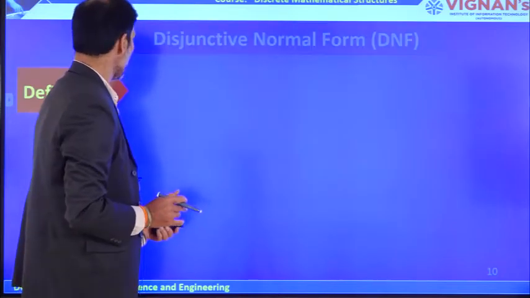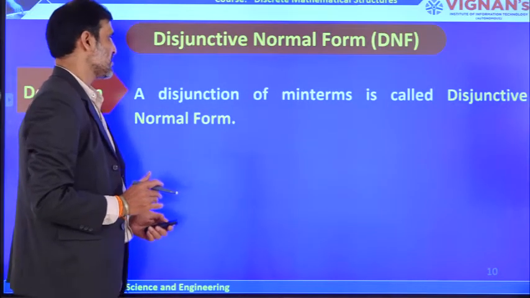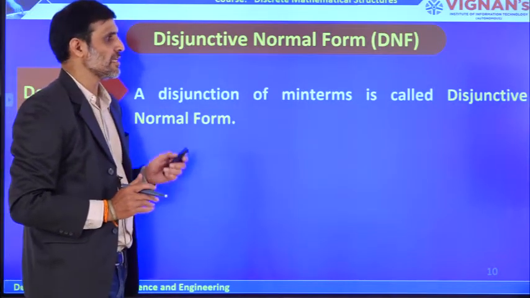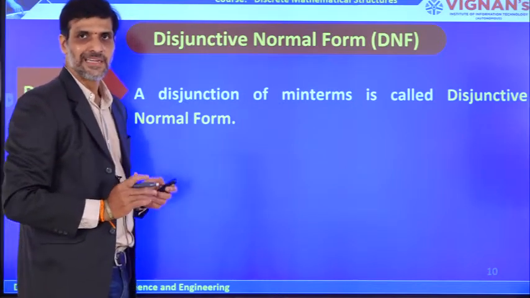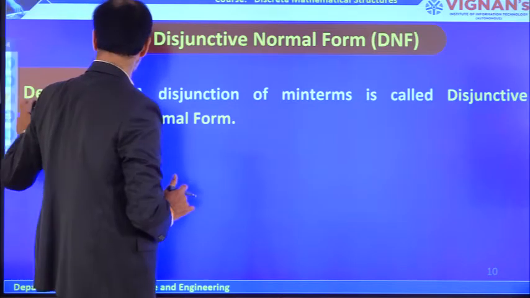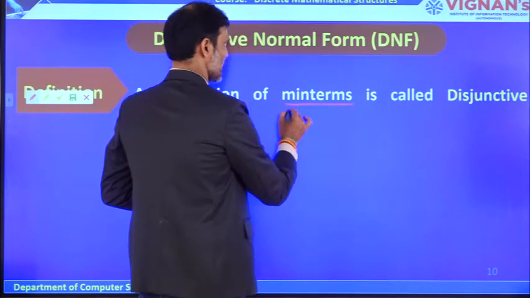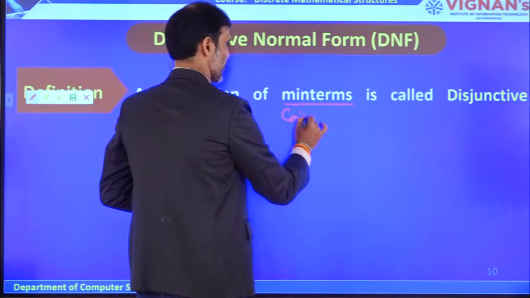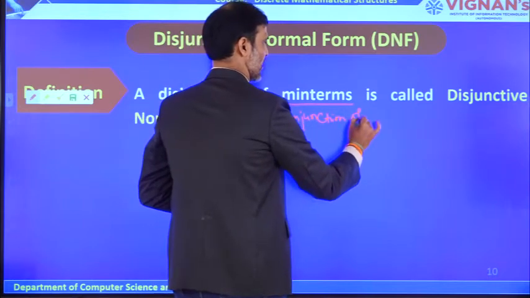Now coming to the definition of disjunctive normal form. A disjunction of minterms is called disjunctive normal form. This is the definition of a disjunctive normal form: disjunction of minterms. Just now we have given the definition of what a minterm is. A minterm is nothing but a conjunction of literals.